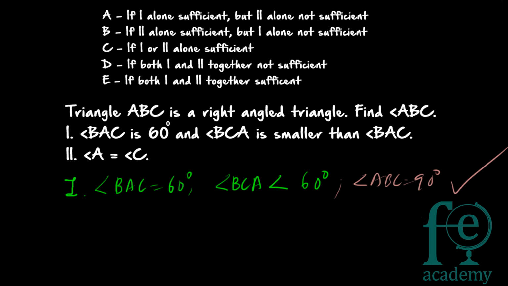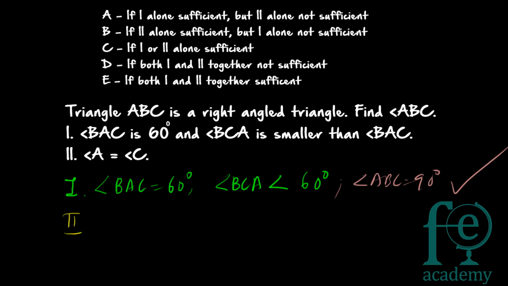How did you do it? Angle BAC is equal to 60 degree is given and angle BCA is less than 60 degree, so it cannot be 90 degree. Less than 60 degree means angle BCA cannot be 90 degree. So the only option left out is angle ABC is equal to 90 degree. So you will be getting angle ABC from statement 1 alone.